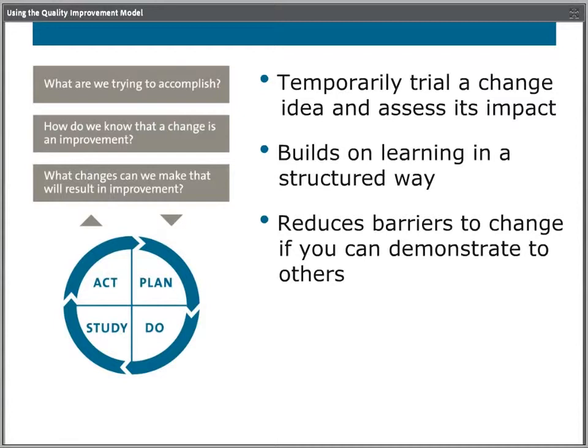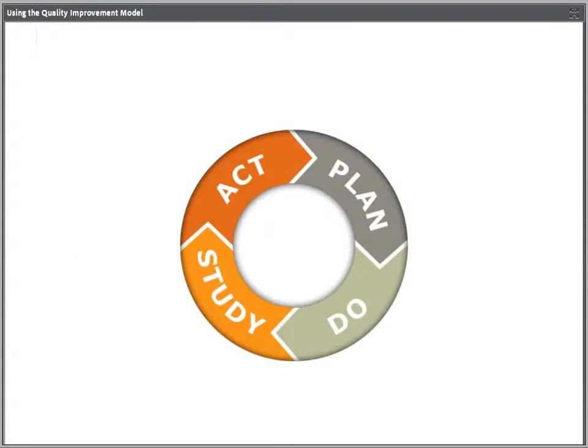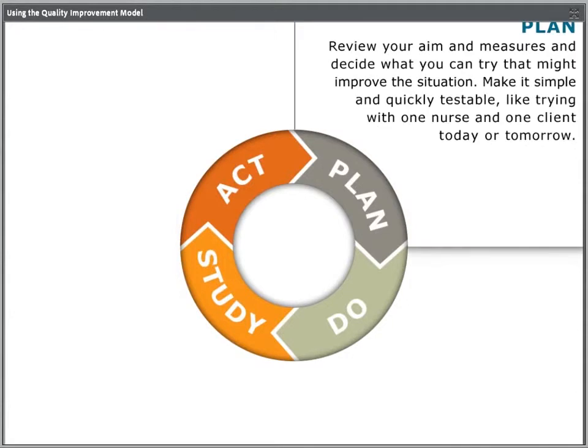Okay, we have our PDSA cycle, and what is that, let's ask. So, planning. For the plan part of this, we review our aims and measures and decide what we can try that might improve the situation. We think about trying to make it simple and quickly testable, like trying with one nurse and one client today or tomorrow. The planning is really important because it really helps us do it.